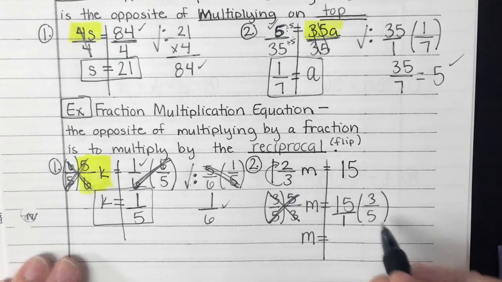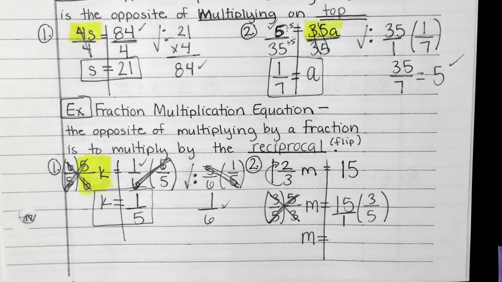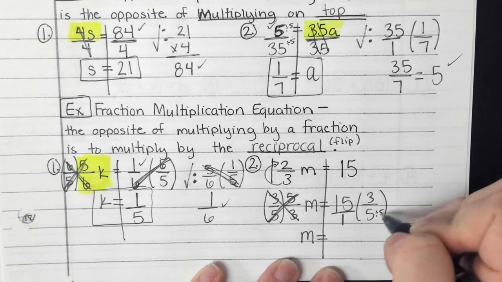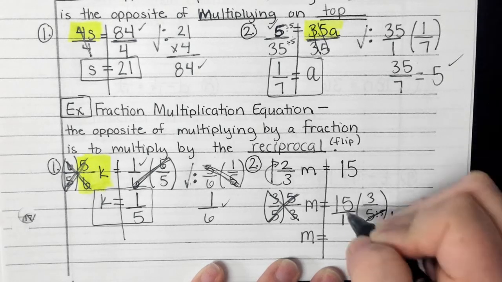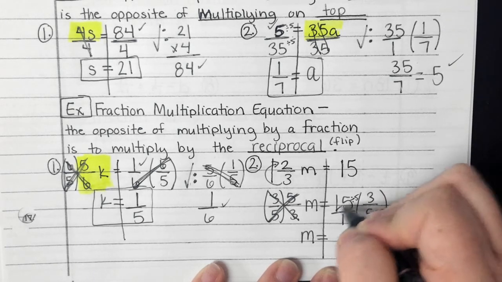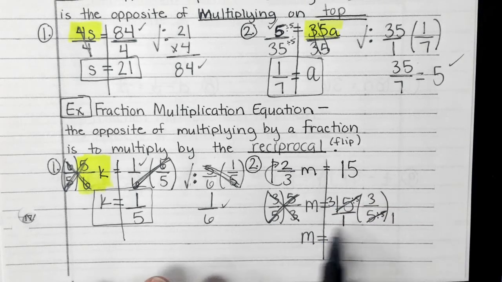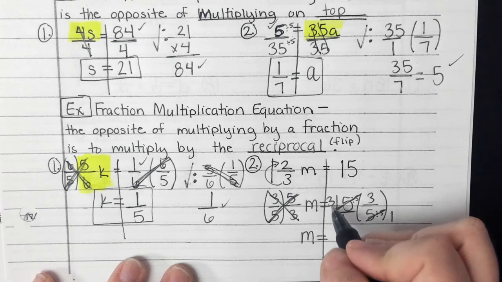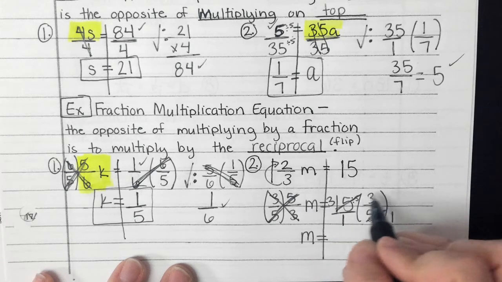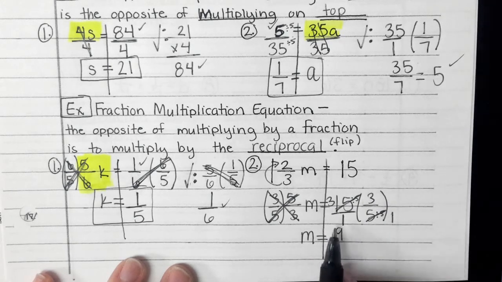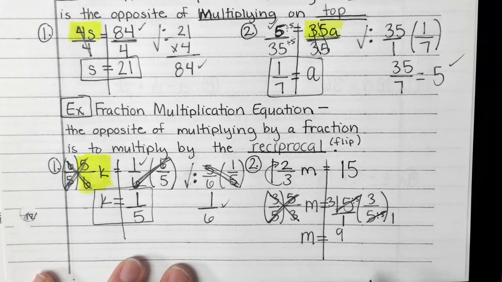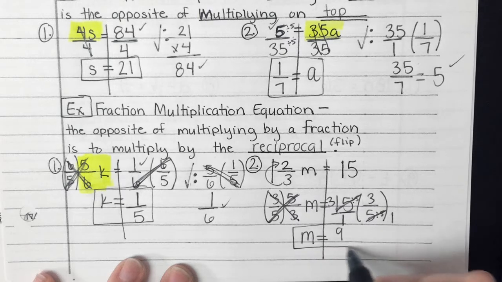All right, remember for multiplying, we can cross stuff out earlier. So instead of waiting until they're big numbers, I can say 5 will go into 5 how many times? Once. And 5 will go into 15 how many times? 3 times. So now on the top it says 3 times 3, which is? 9. And on the bottom it says 1 times 1, which is just? 1. Do I need that? No. So my answer is m equals 9.